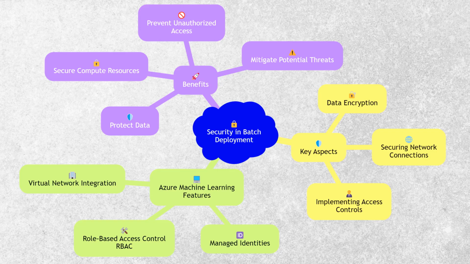Security is a critical aspect of configuring compute for batch deployment. This includes ensuring data encryption, securing network connections, and implementing access controls. Azure Machine Learning offers several security features, such as virtual network integration, managed identities, and role-based access control, RBAC. By implementing robust security measures, you can protect your data and compute resources from unauthorized access and potential threats.